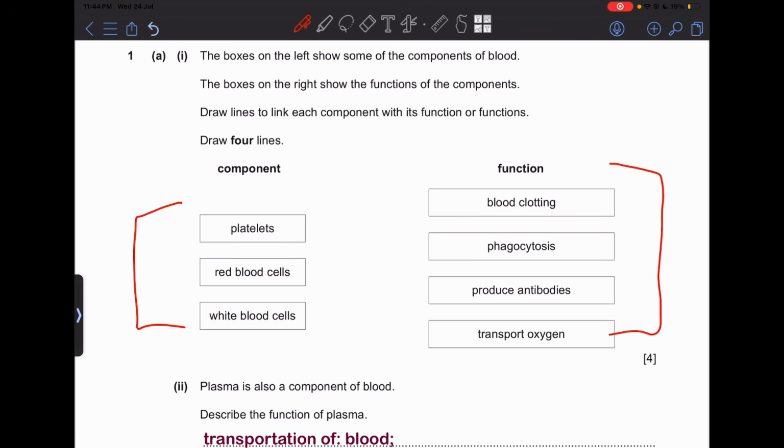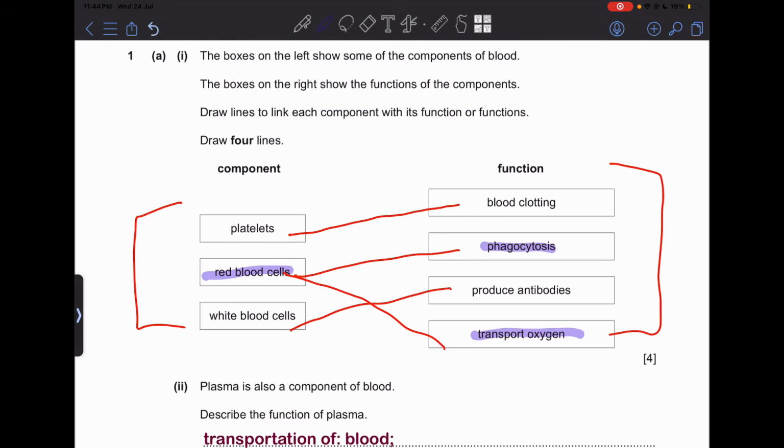So let's answer. Now for the platelets, they have the function of blood clotting. So this is our first answer. Red blood cells, we know that they also perform phagocytosis and they are also responsible for transporting oxygen. So this is our second answer. And now white blood cells, of course, they produce antibodies. So this is our answer. Red blood cells have 2 functions, as we know, which are phagocytosis and transportation of oxygen.